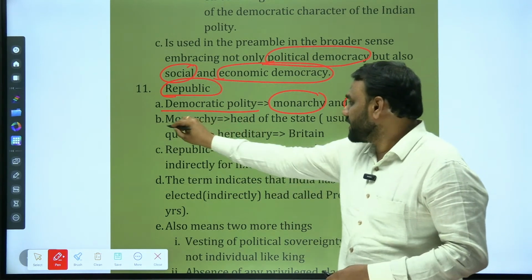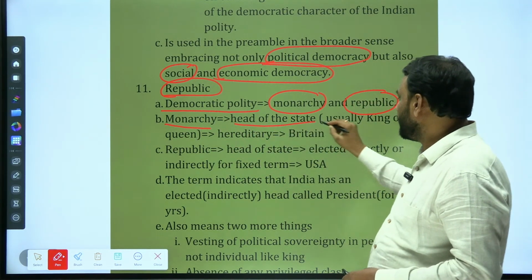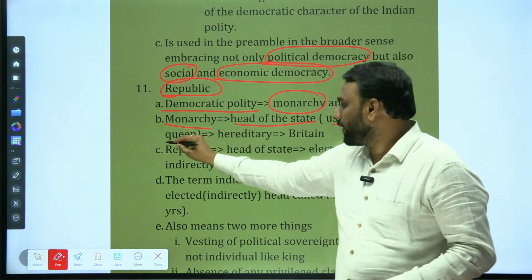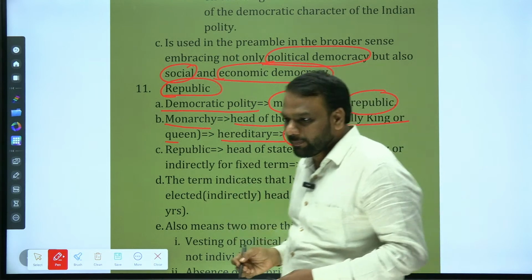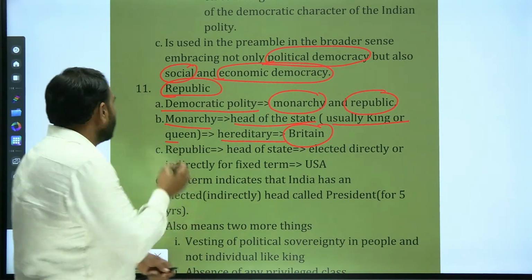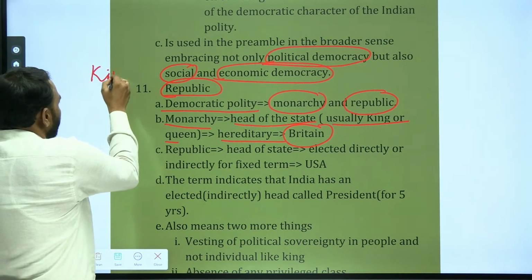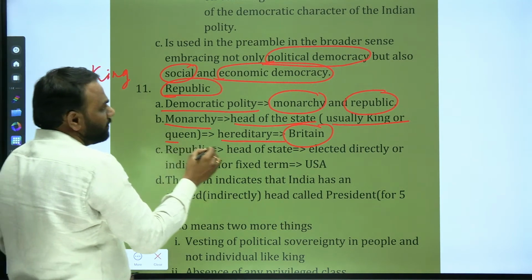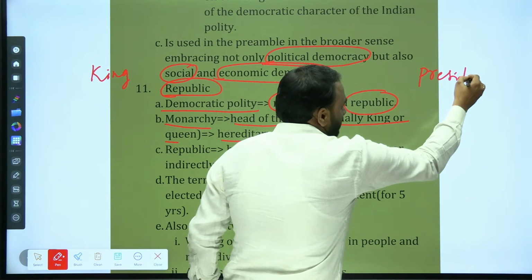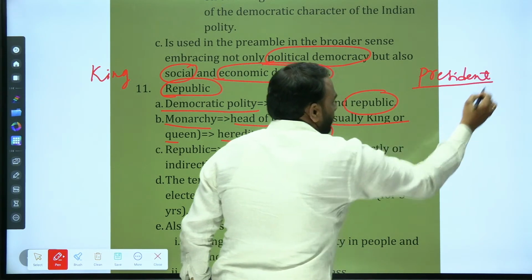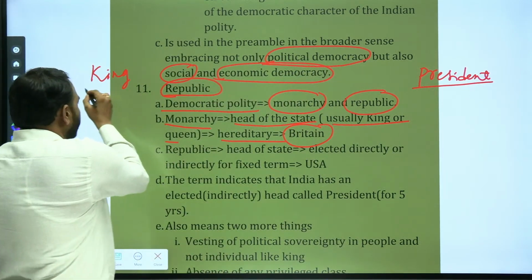The head of the state, usually king or queen, hereditary. Example, in Britain. So in Britain, what happens? In Britain, there will be a king. In India, we have a president.